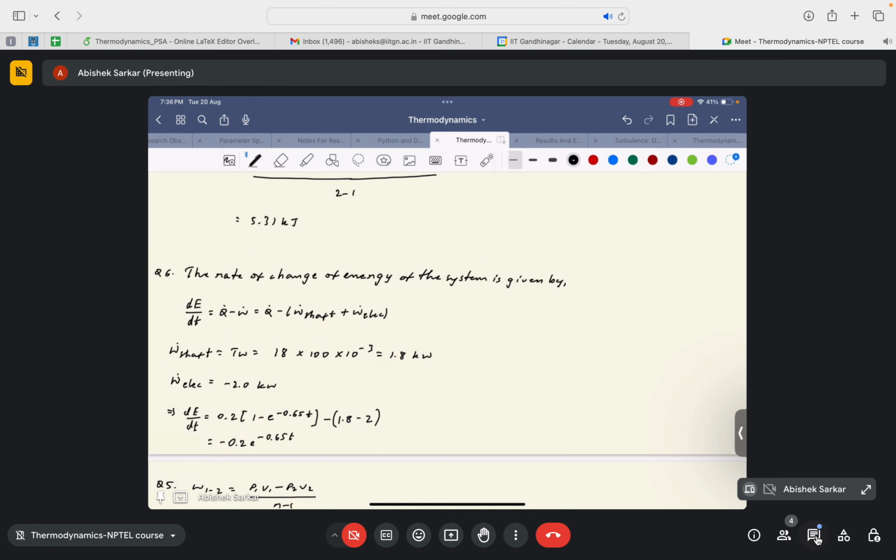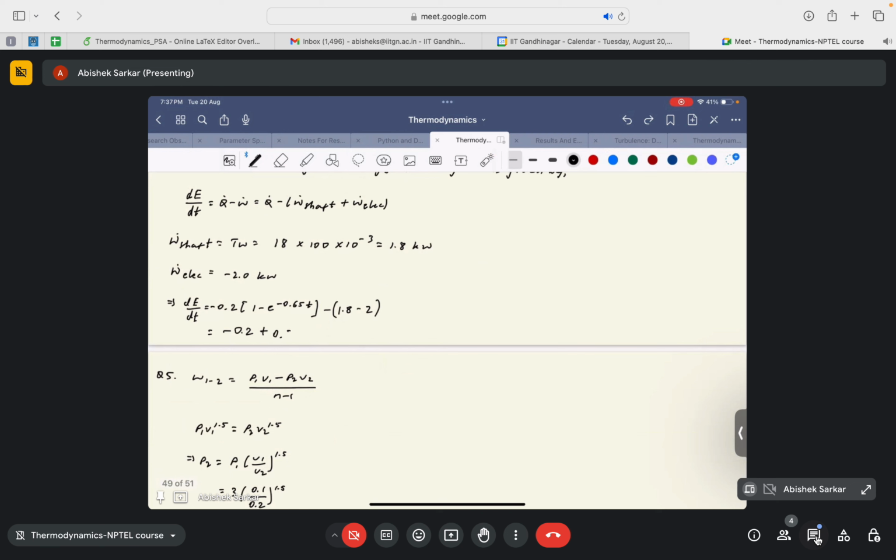So here it is minus sign, right? So this would become plus, right? Because here it is minus, let me just write it, then it will be clear. Sorry for the mistake from my side. So it would be minus 0.2 plus 0.2 plus 0.2 e to the power minus 0.65t minus 0.2. So it will be minus 0.2 plus 0.2 plus 0.2 e to the power minus 0.65t.